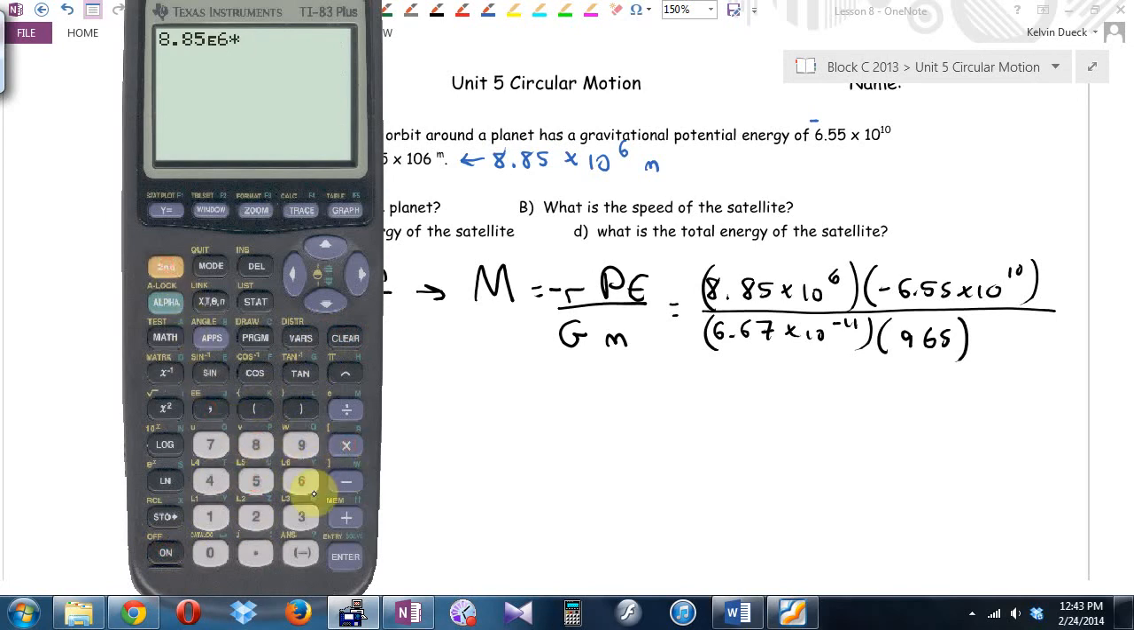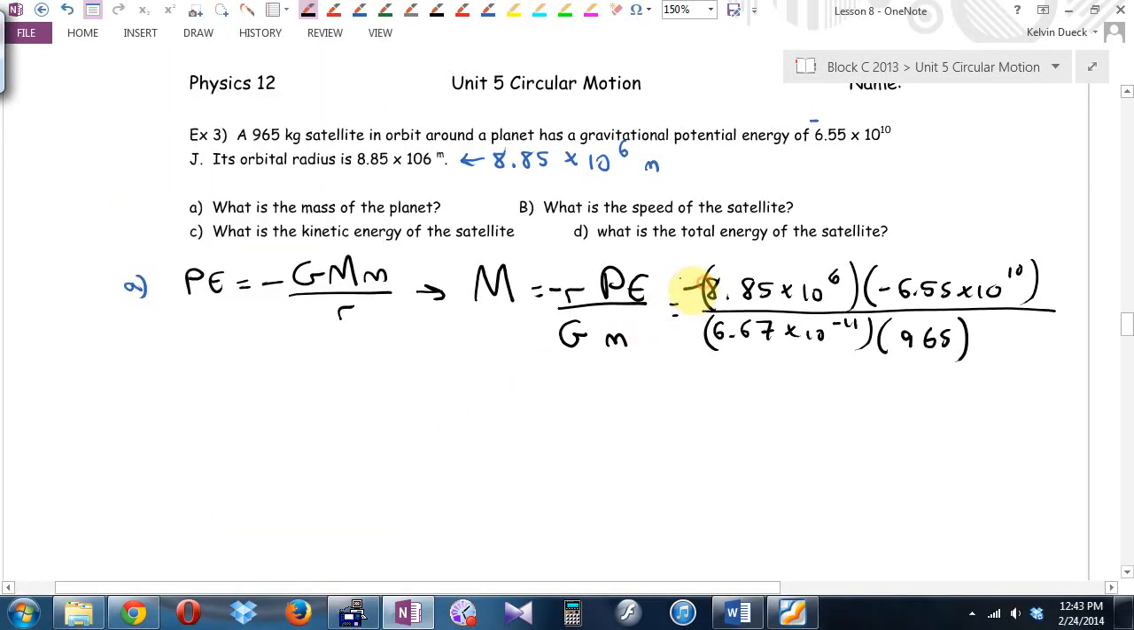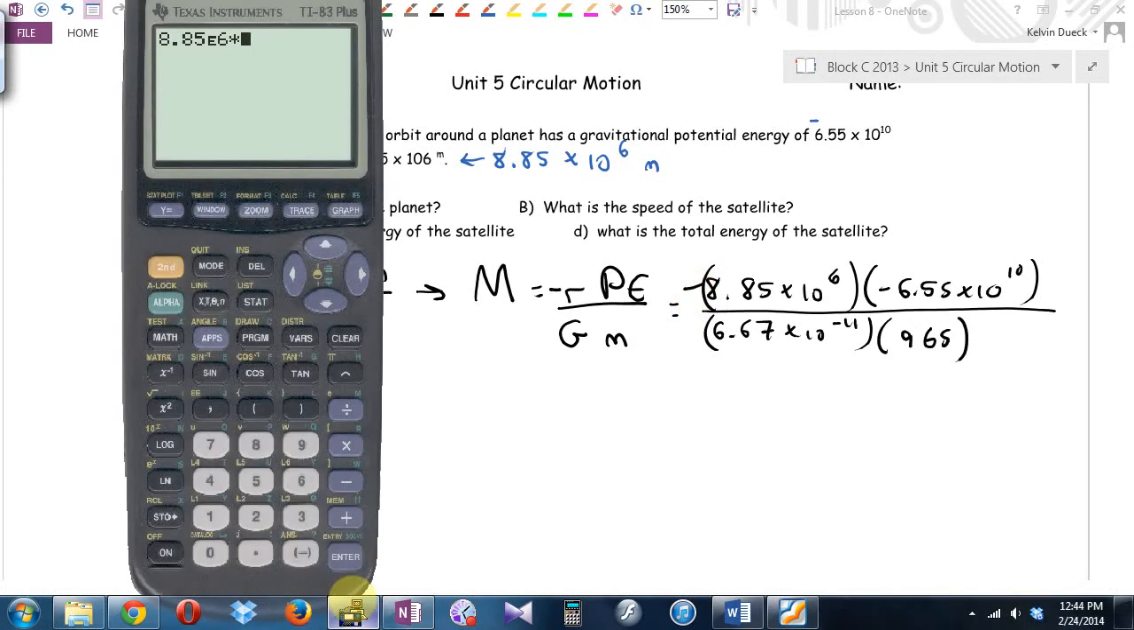I'm just going to ignore the negatives. Oh, because there was a negative in front too, sorry. Just ignore the negatives because they're going to cancel. 8.85 times 10 to the 6th times 6.55 times 10 to the 10th divided by bracket 6.67 times 10 to the negative 11 times 965.